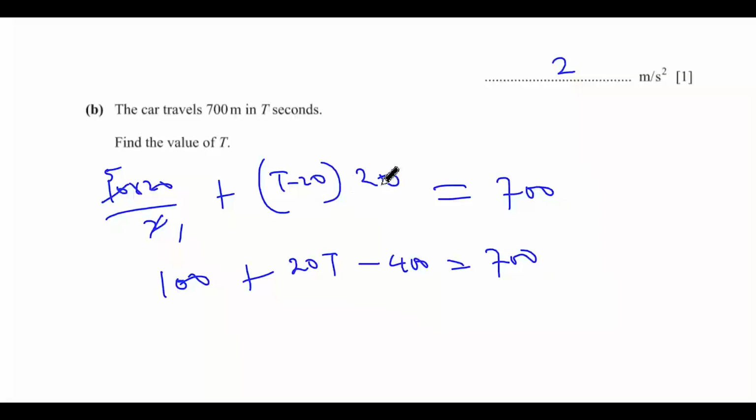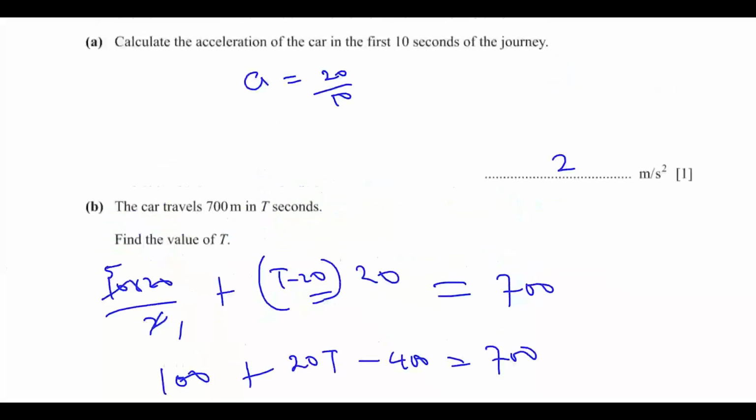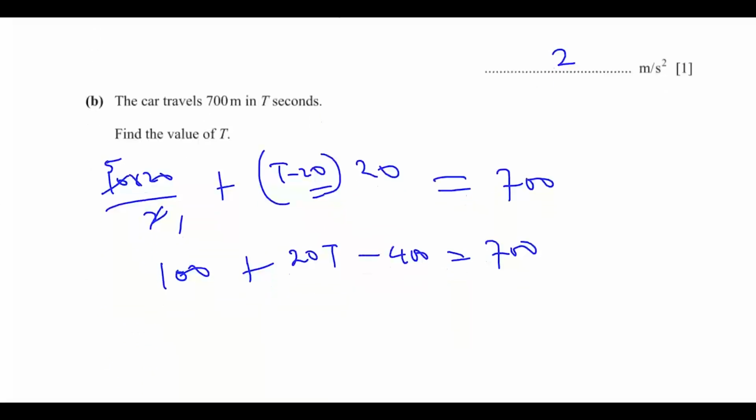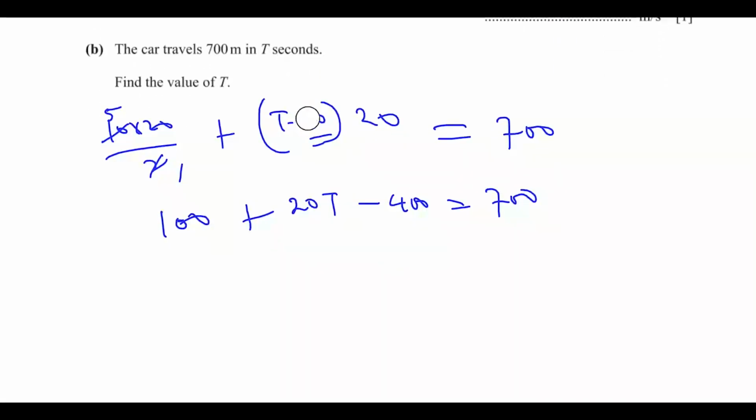I think this is not 20, so let me cross check. It should be t minus 10, that is the length, the distance between this and this should be t minus 10. So let's change this. That will leave us with 20t minus 20 times 10, that will be 200. Sorry for that mistake.